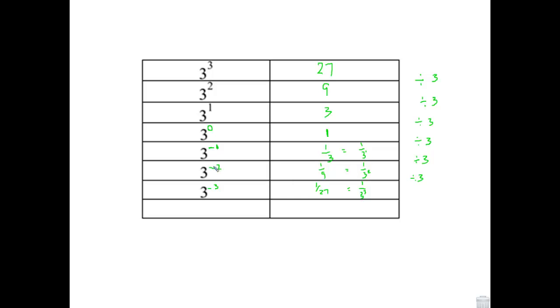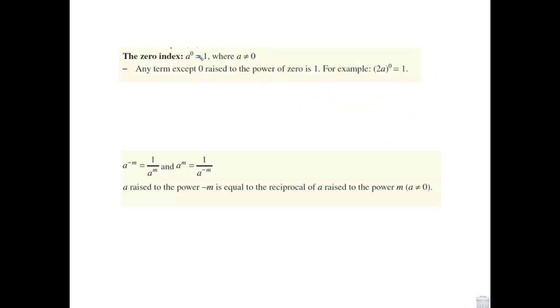And then the second thing we want to notice is that when we start to get a negative in our indice, it starts to indicate a fraction. So they're the two big takeaways we want from this table: a 0 indice indicates that our answer is going to be 1, and a negative indice indicates we're going to get a fraction. So there's a little summary. A to the power of 0 is equal to 1. Obviously a can't be equal to 0. A can be any term. It can be a pronumeral as well. So there's an example. And then if you've got a to the power of minus m, that would be the same as 1 on a to the power of m.